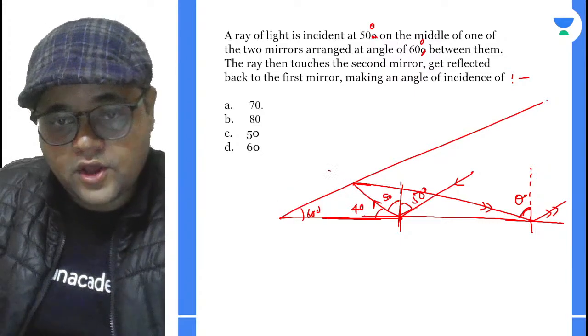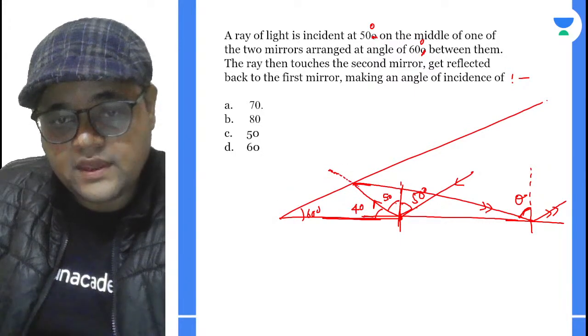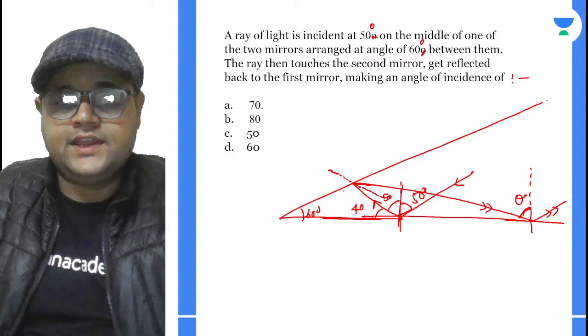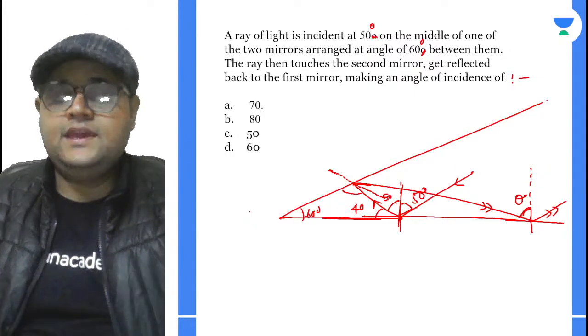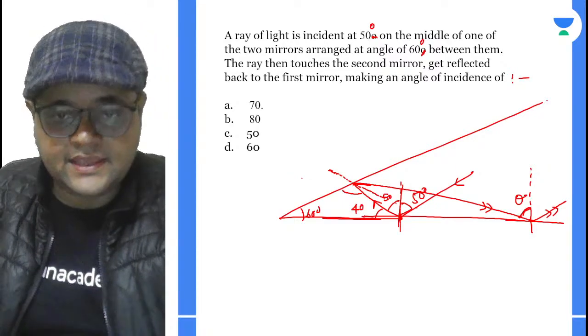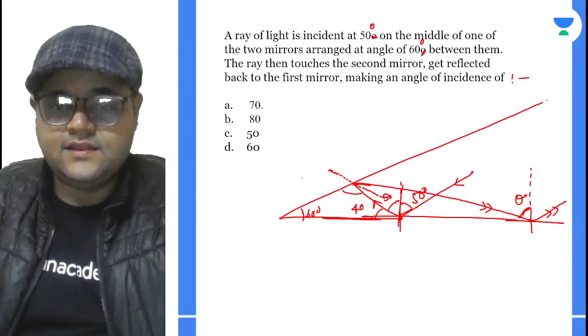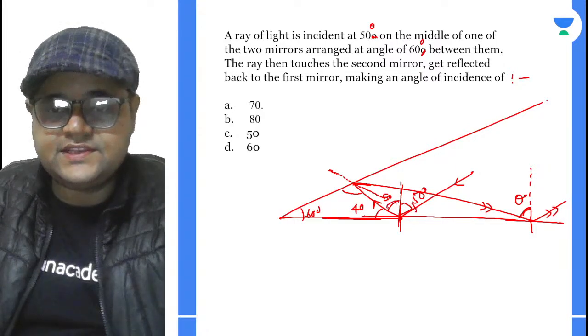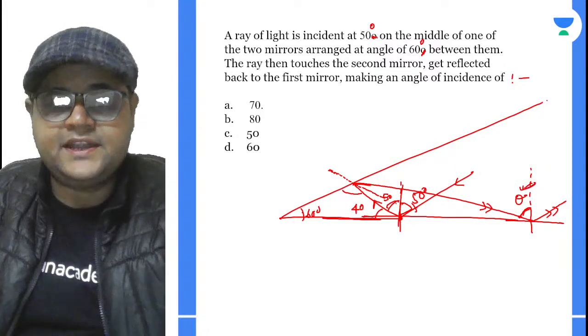And we'll be having a normal here as well. If this is 60, this is 40. So this particular angle will be 60 plus 40, which is 100. You're getting my point? So this is how it goes. This angle is 50, this angle is 50. You have to find this particular angle.